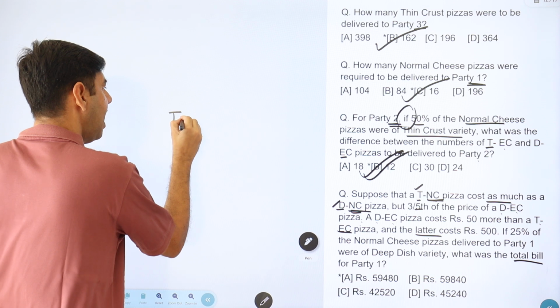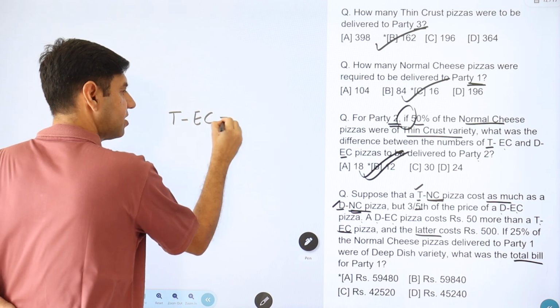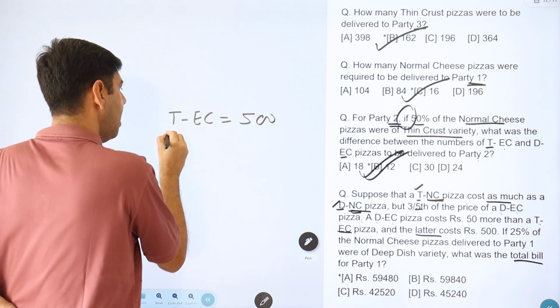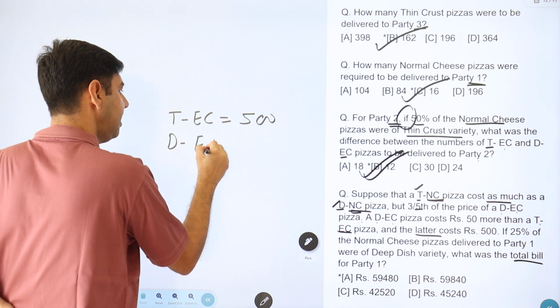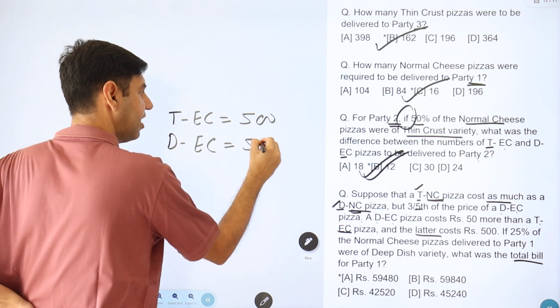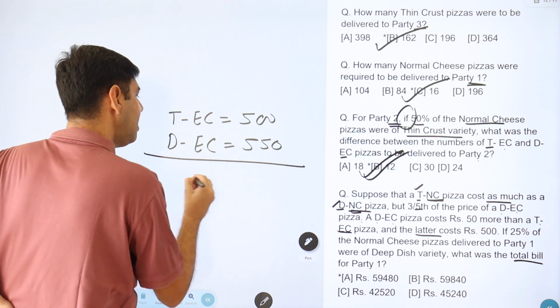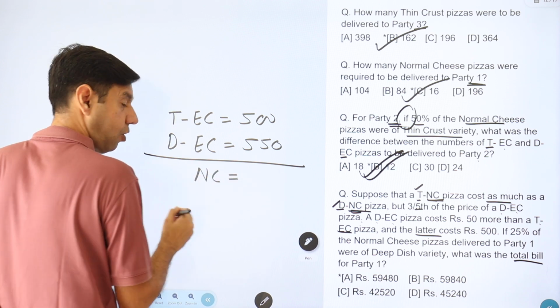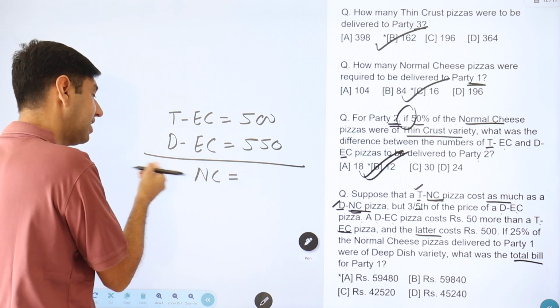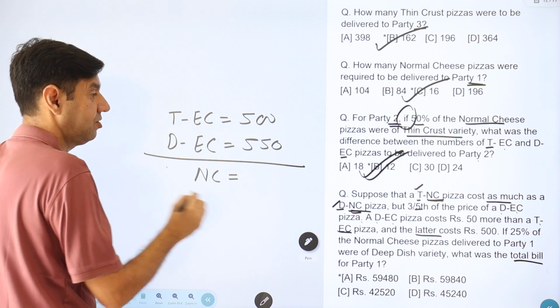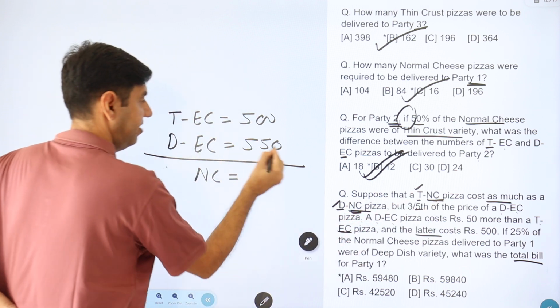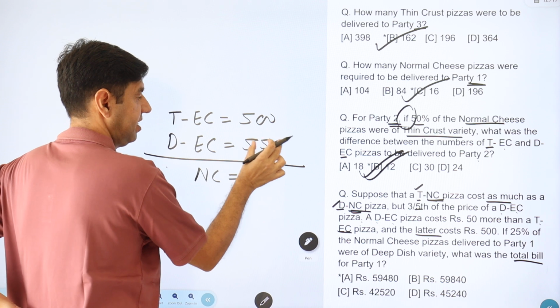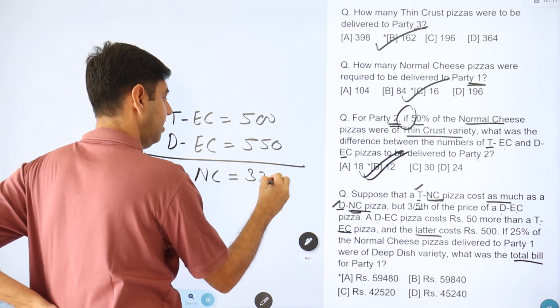So thin crust extra cheese costs me 500. The deep dish extra cheese costs me 50 more, so that will be 550. And the non-cheese variety or normal cheese variety, doesn't matter what it is, deep dish or this, costs 3/5 of this. So 1/5 is 110, 3/5 is 330.